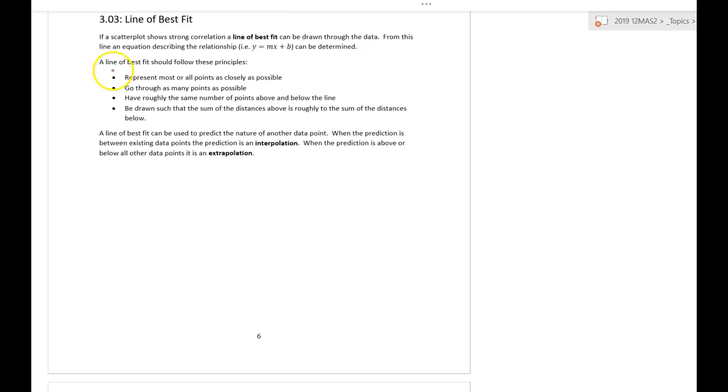Now there are a couple of guidelines, a couple of things that we aim for when we're doing this, to try to represent as many of the points as closely as possible, to go through as many of the points as possible. That's a good thing, because you represent them exactly then. To have roughly the same number of points above and below the line, and the sum of the distances above and below the line to be roughly equal. Okay, but it is a certain amount of judgment when you do this, so your line of best fit may be a little different to mine.